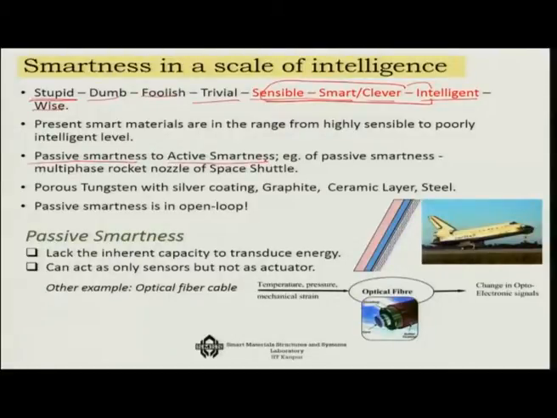Passive smartness, I can give you an example. It's like the rocket nozzle of a space shuttle. If you look at it, you would see that it consists of several layers. For example, it has a layer of silver coating, then it has graphite, silver coating, graphite, ceramic layer, and steel. Each layer is intelligently kept in order to do certain things.